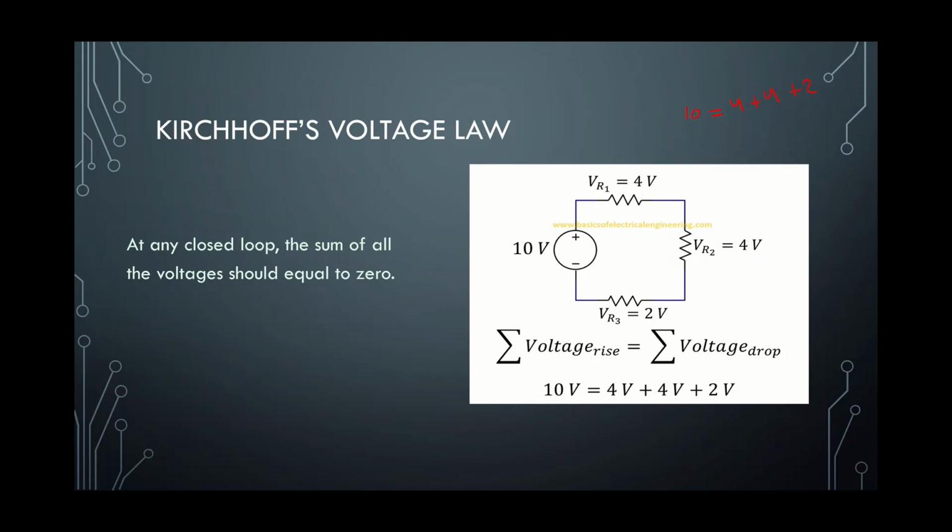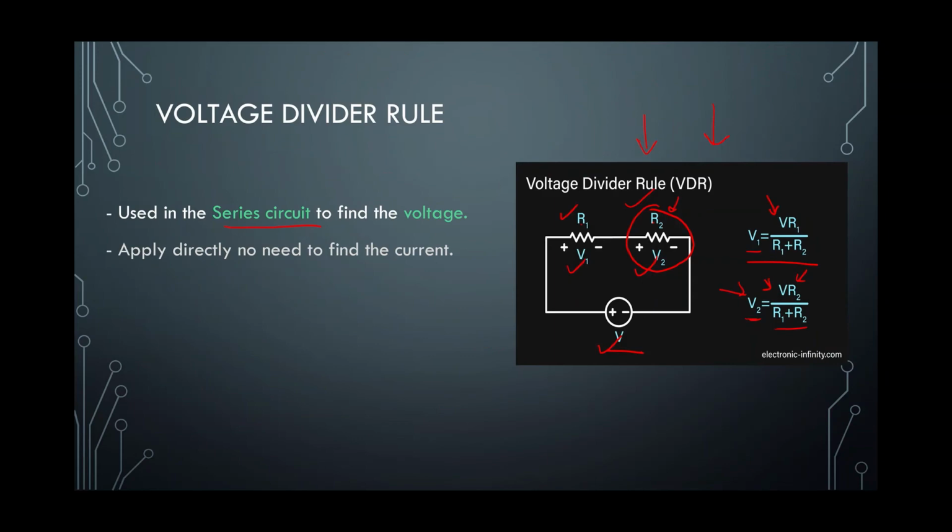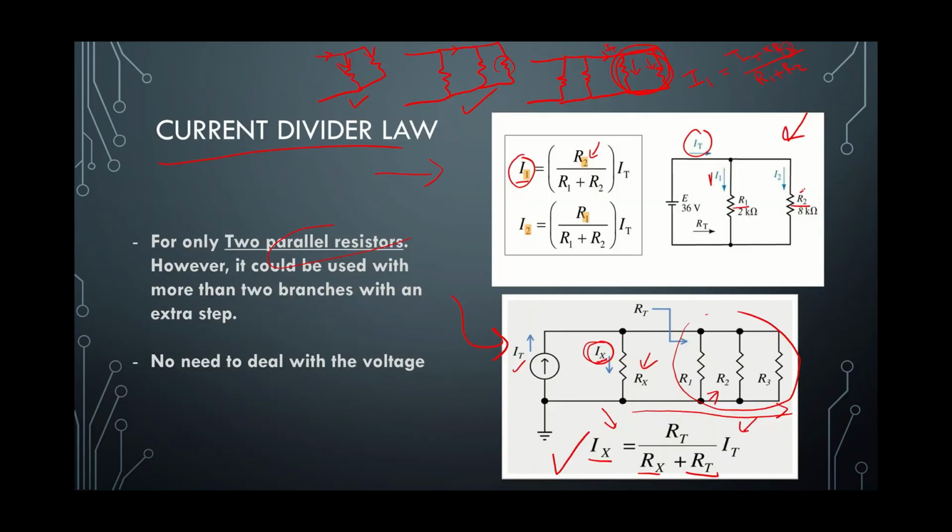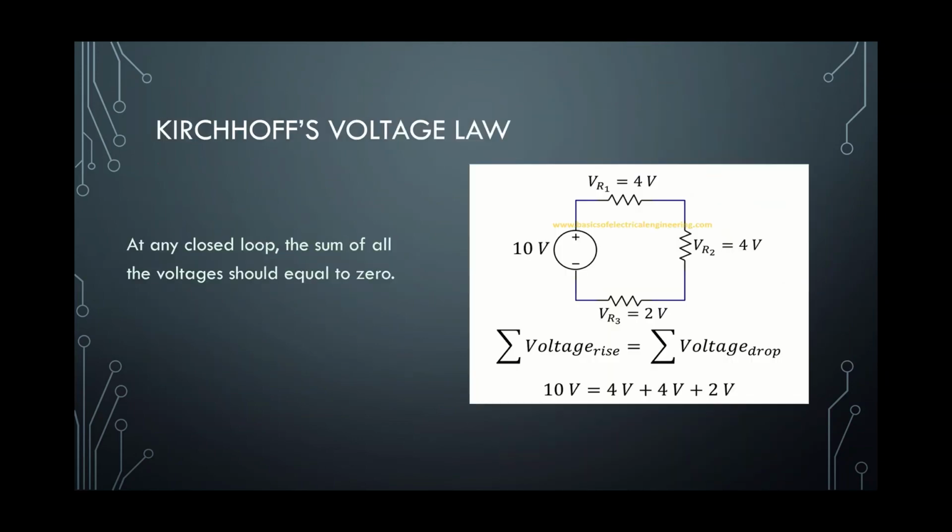These laws or rules, you will be using later in circuit analysis. It's only these four: the voltage divider rule in series circuits, the current divider rule in parallel circuits, and the Kirchhoff voltage law to find the voltage in any closed loop.